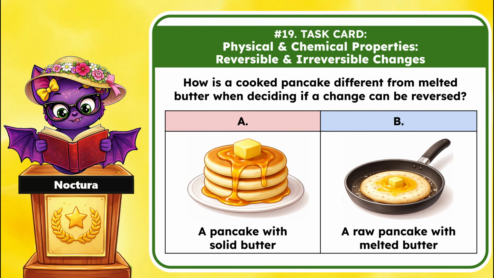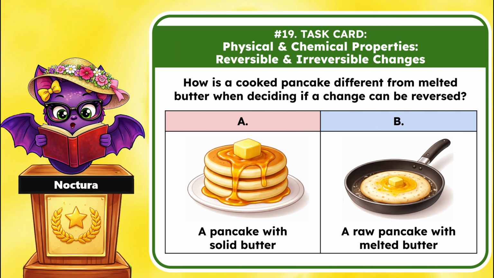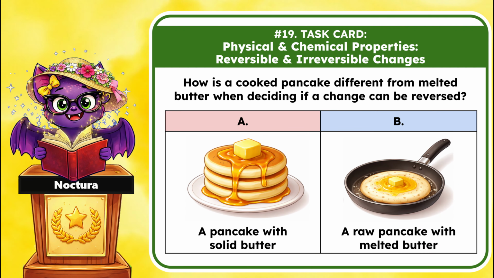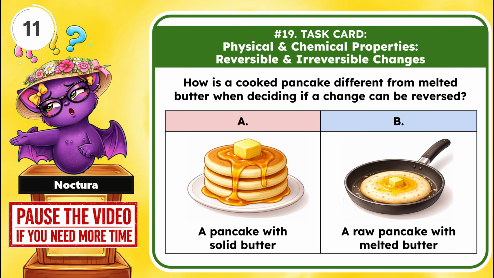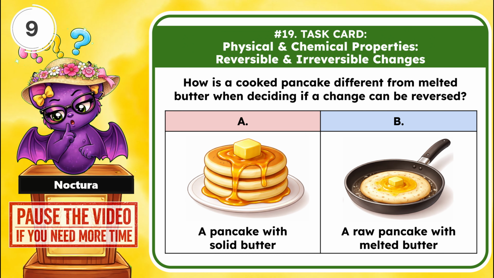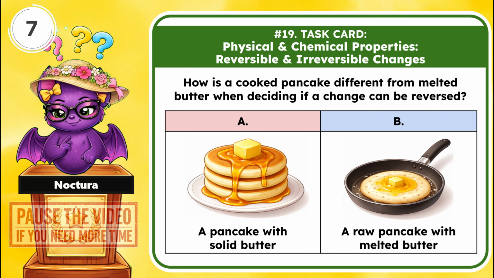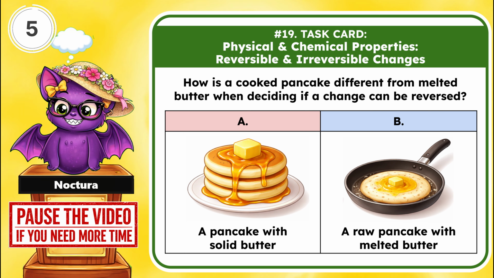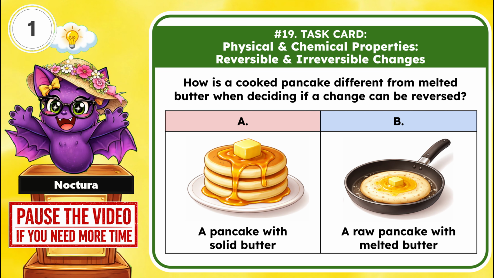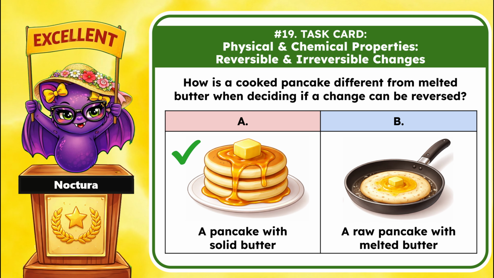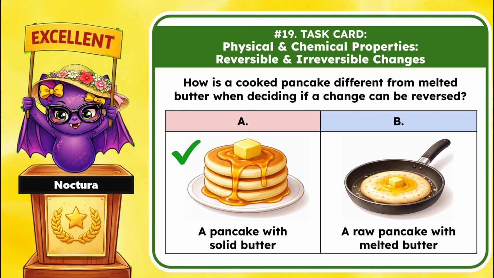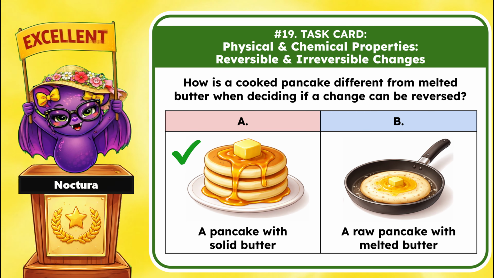How is a cooked pancake different from melted butter when deciding if the change can be reversed? And the correct answer is letter A, a pancake with solid butter.